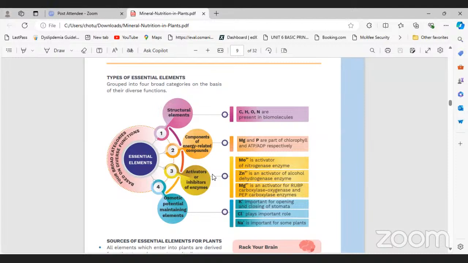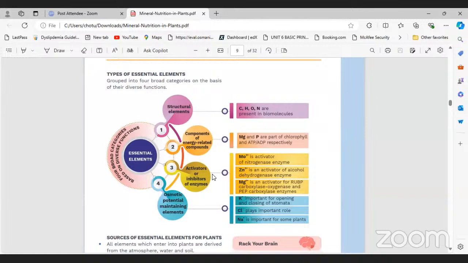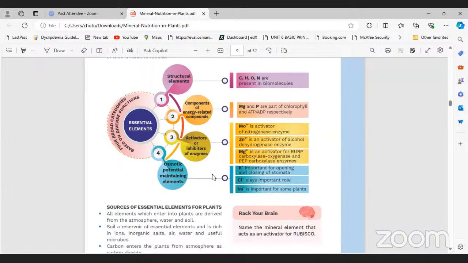Potassium is important for opening and closing of stomata. Chlorides play an important role. Sodium is important for some plants. These are the four broad categories of the essential elements.